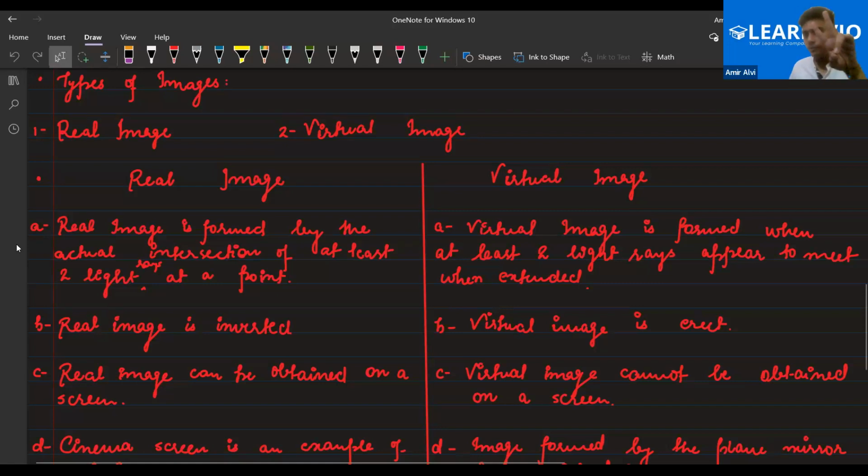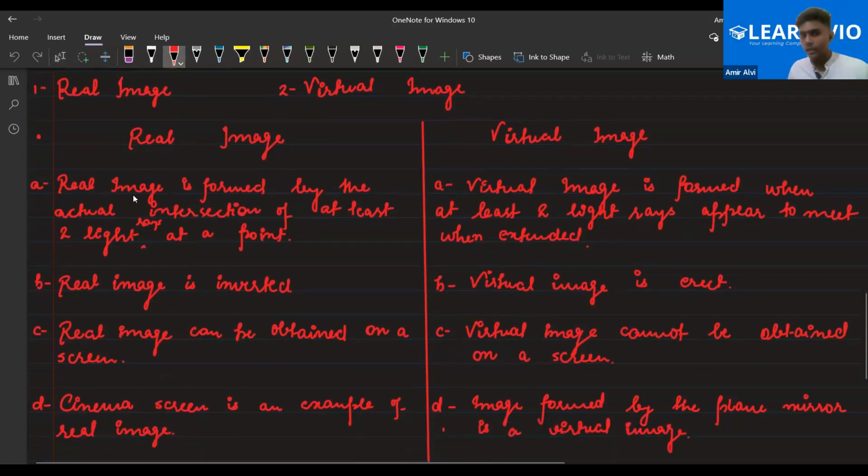We have two types of images, real and virtual. Real means, let me read it: the real image is formed by the actual intersection of at least two light rays at a point. It means that two light rays should cut each other at a single point to form the real image. It should be at least two rays, because we need at least two rays to form the image. Clear, everyone?